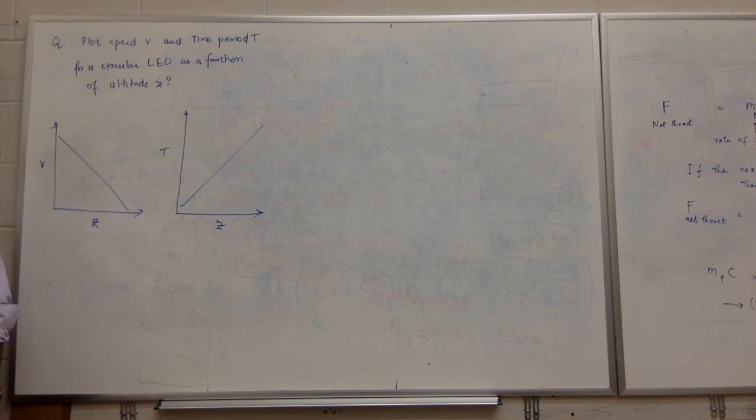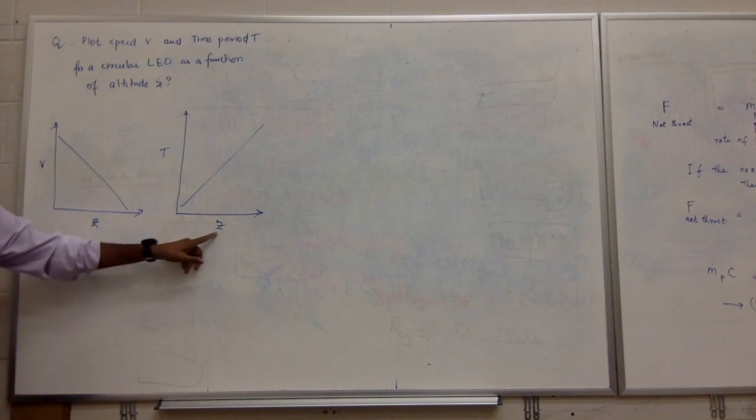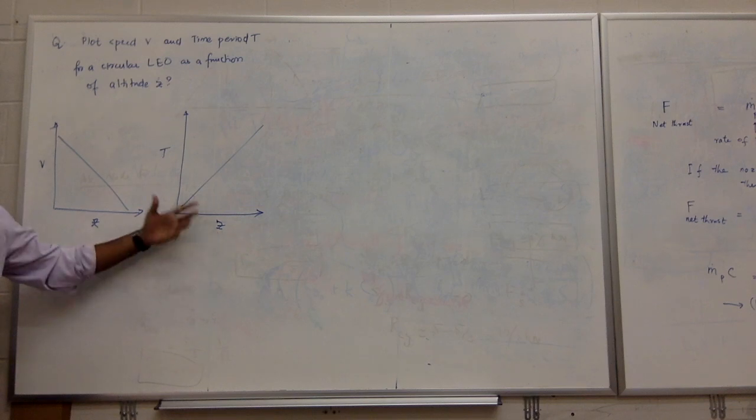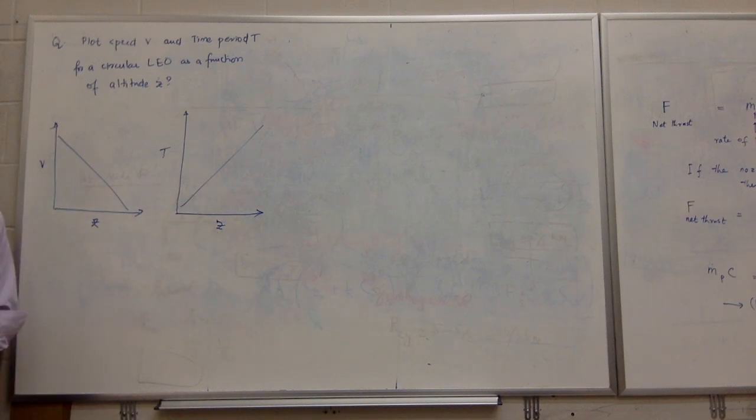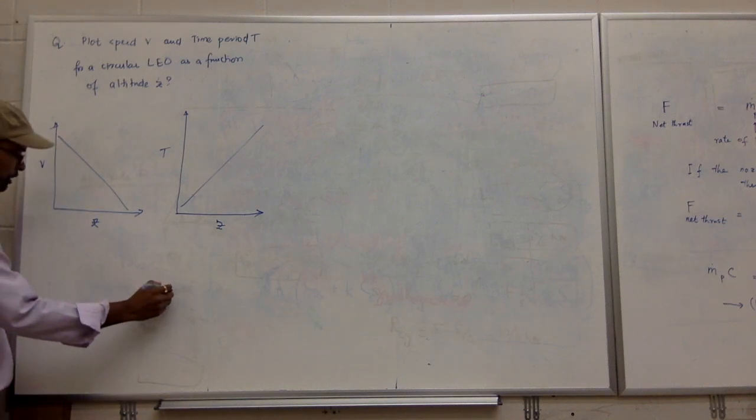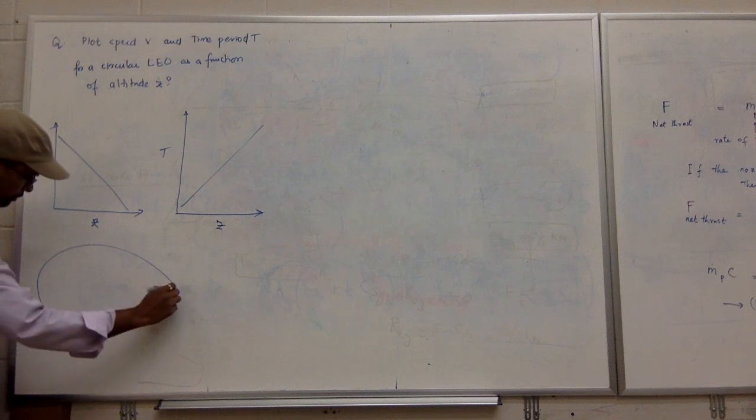What's the one on the left? That's the time period. So as we go above and above, this is the altitude. The time period of the orbit increases. Right? The speed decreases. You shouldn't just say decreases. Okay, never mind. You learned something about this. I will look at the graph again.